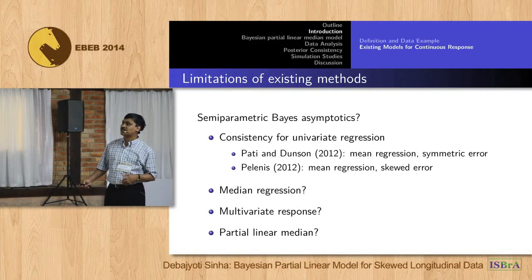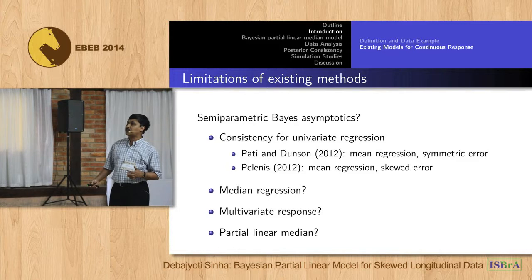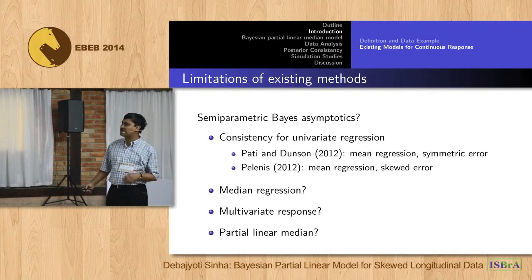The main theoretical justification is semi-parametric Bayes asymptotics, which has been developed quite a bit. There are consistency results for semi-parametric Bayes asymptotics for univariate regression, like Pati and Johnson, for example. But they look at mean regression and symmetric error. Then there is a paper by Pelanis. It hasn't been published yet, but it's available as a preprint.